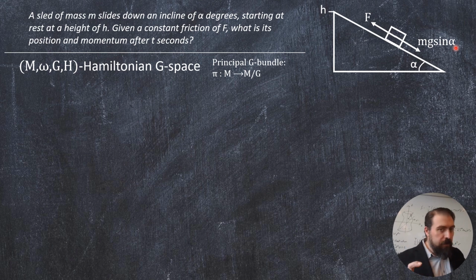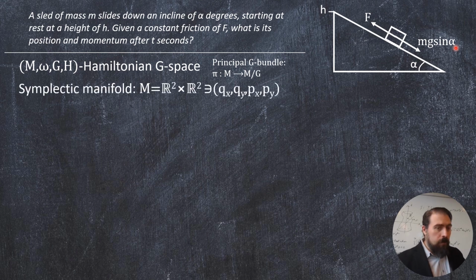We're also looking at the principal G bundle here. So G is a group, pi is a projection map here from the manifold M to the quotient space M/G. So in this case, the fibers are the G orbits, and pi is the projection map down along them. The symplectic manifold in this case is going to be R^2 times R^2, and these q's are obviously the positional coordinates and the p's the momentum coordinates.